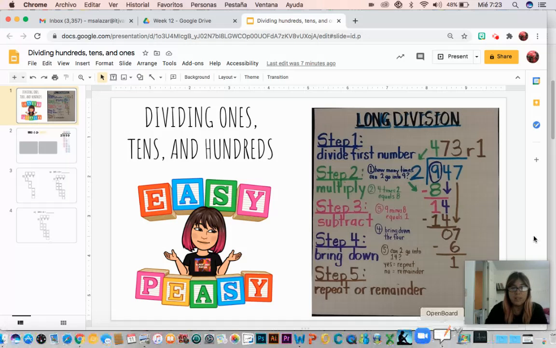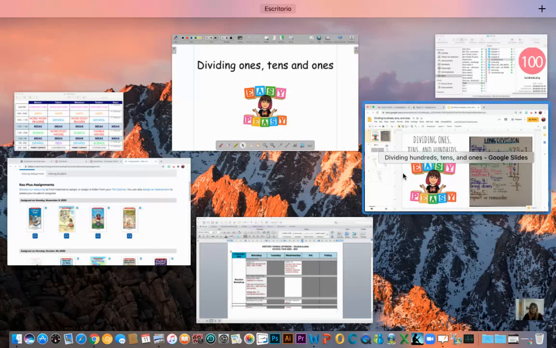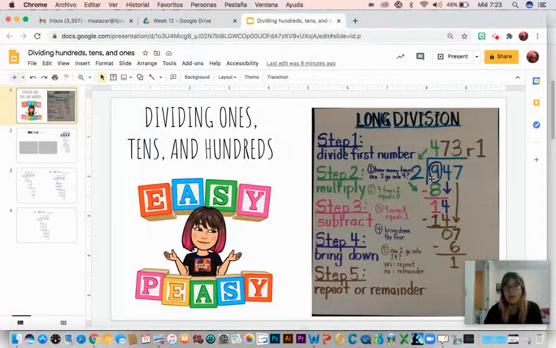For this one, this is your Google Slides. I put here an anchor chart so you can follow the steps, okay? Let's read them together first just to make sure you know where to find it, and then we go do your work here for the video and practice, okay?